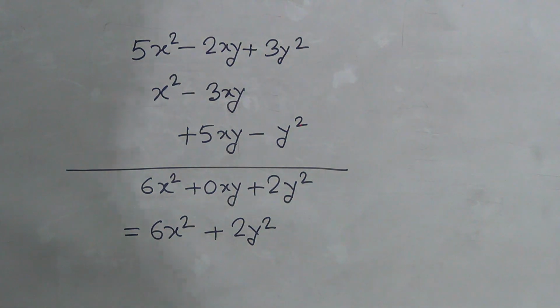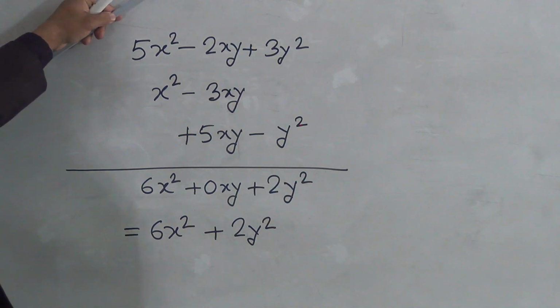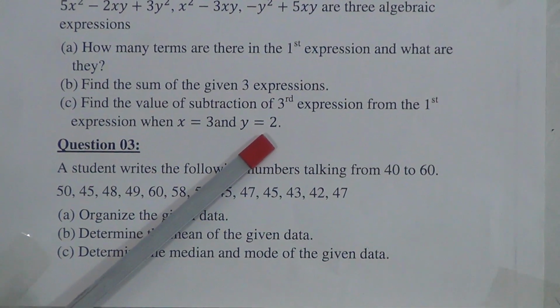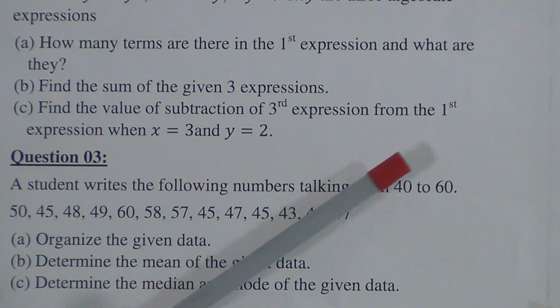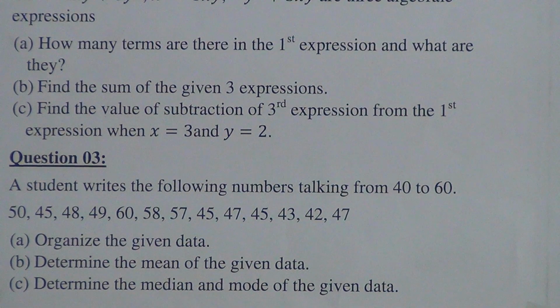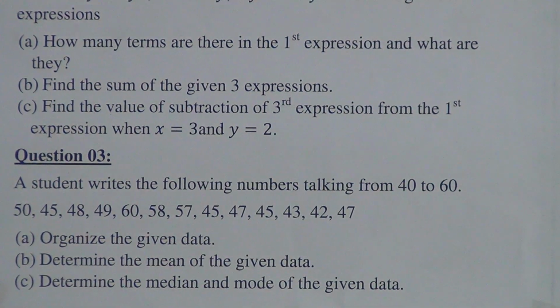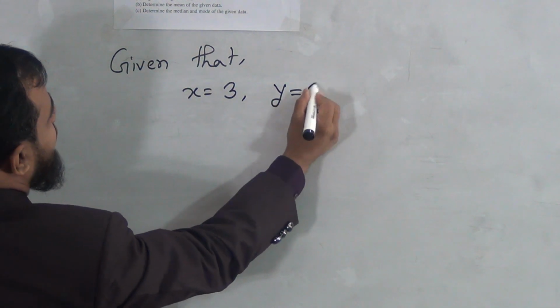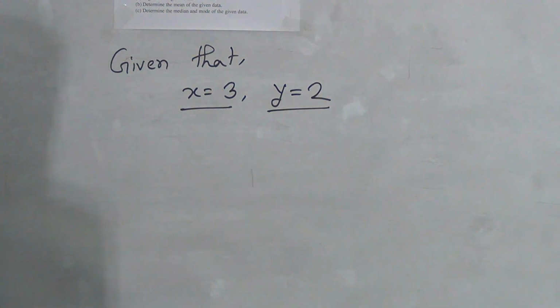Now activity C is what? Activity C is: find the value of subtraction of the third expression from the first expression when x equal to 3 and y equal to 2. That means when x equal to 3 and y equal to 2, we have to find out the subtraction of the third expression from the first expression. First of all, we need to subtract the third expression from the first expression. Given that x equal to 3 and y equal to 2. These two are given.